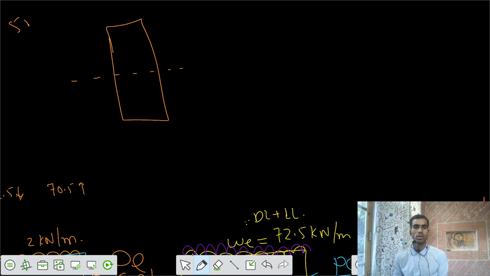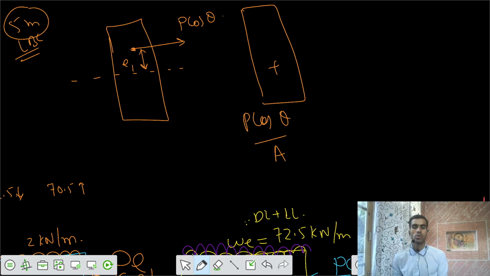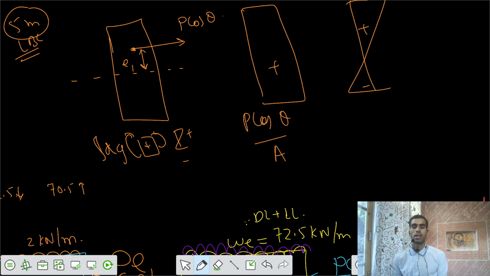Finally, you had this section, the 5-meter section, based on the load balancing concept at the 5-meter section. So we have a P force acting somewhere here. We have this P cos theta force acting at the location of E1, so the stresses would be: P cos theta direct compressive stress, P cos theta by A, and the second stress, because of the sagging moment about the neutral axis. So this is sagging positive, top compressive, bottom tensile. That is P cos theta E1 divided by Z.